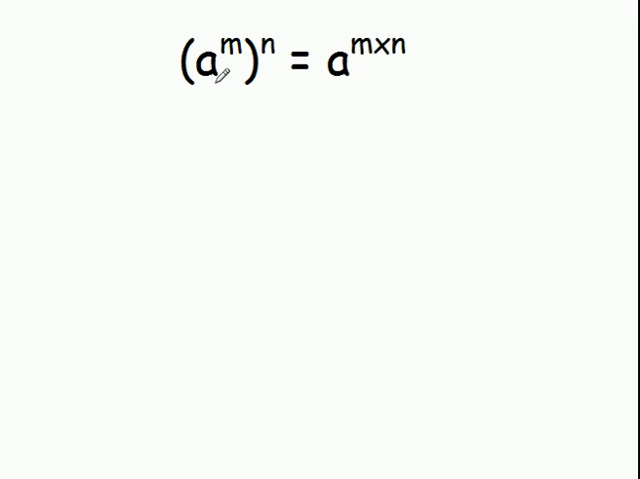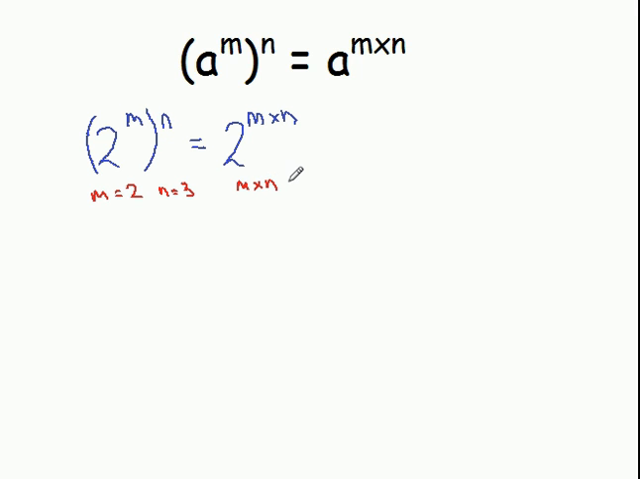Let's have a look at this formula here, and we'll start off by using 2 as the base value. Now if we do that, it looks like this: 2 to the m with a bracket and then an n, and that equals 2 to the m times n. Now I'm going to pick some values for m and n. Let's make m equal to 2 and n equal to 3. Now over here, that means that m times n should equal 6.